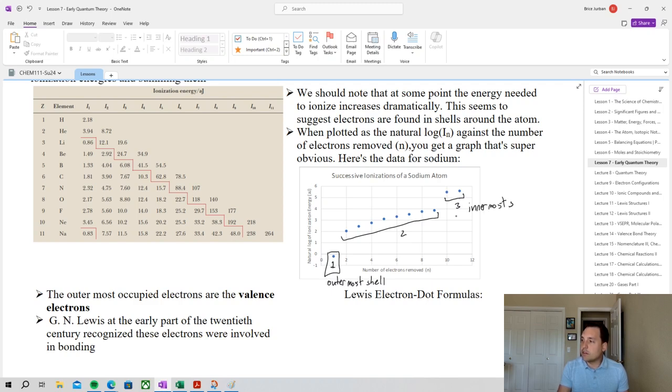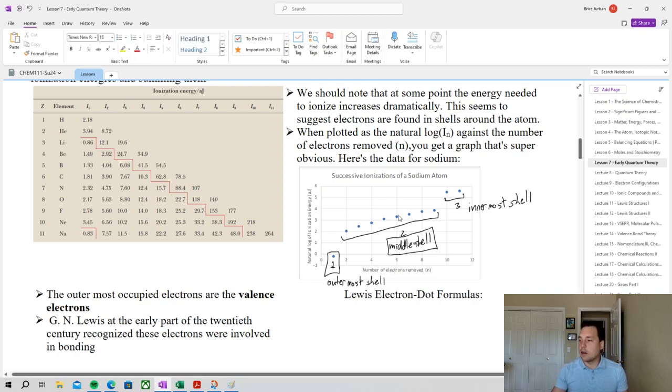And then we have 8 electrons that are in the middle shell. And we'll see the number 8 a lot. This will give rise to something we call the octet rule later on when we learn about Lewis structures.